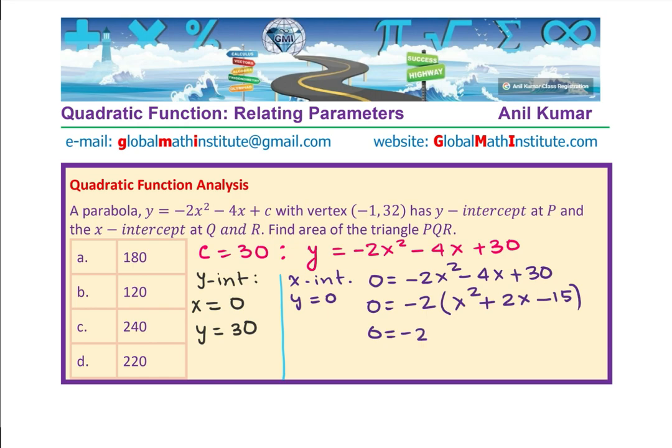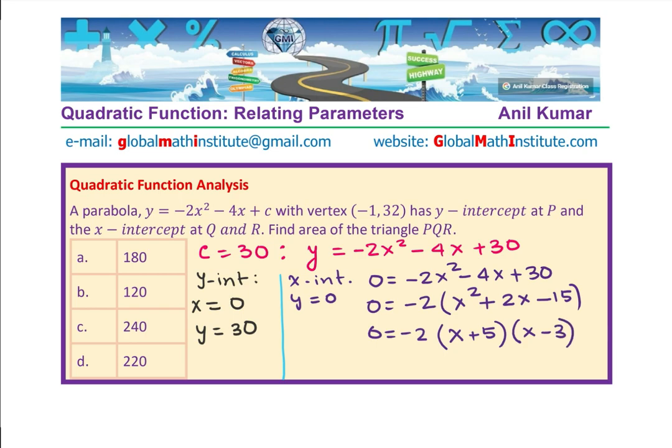So we now need sum and product. Product we need of minus 15, sum of plus 2. 5 times 3 makes sense. So it becomes x plus 5 times x minus 3. Correct? And that gives you the x-intercepts.